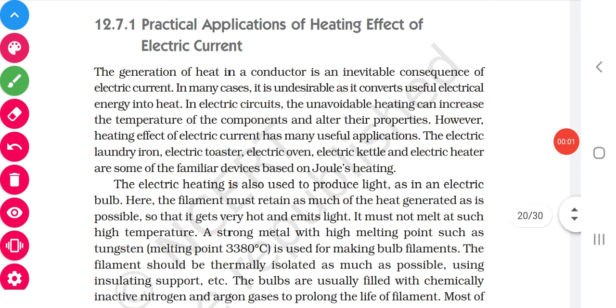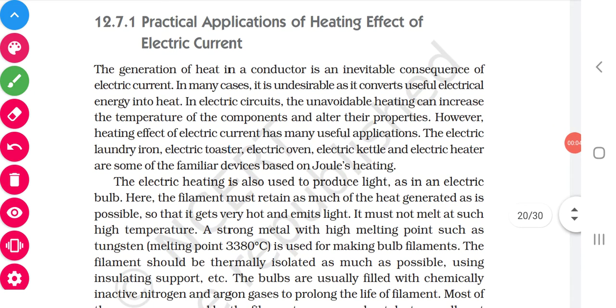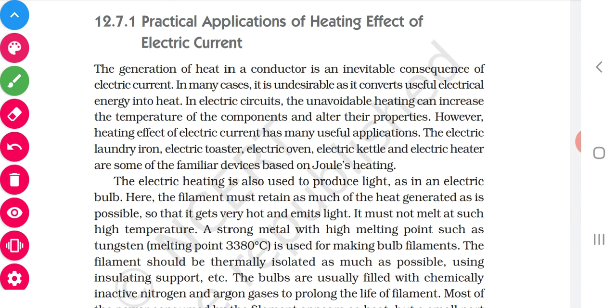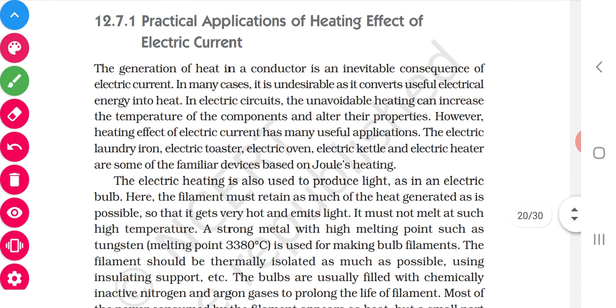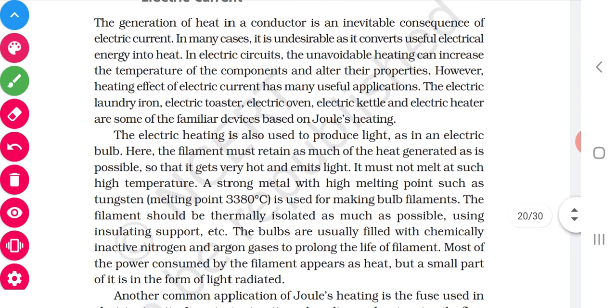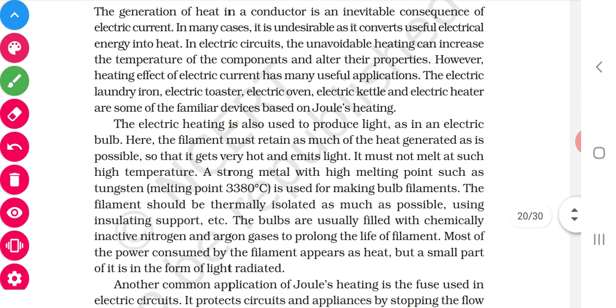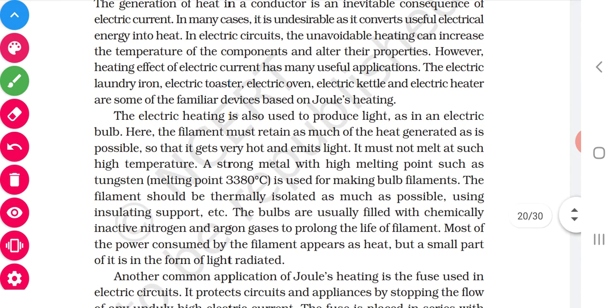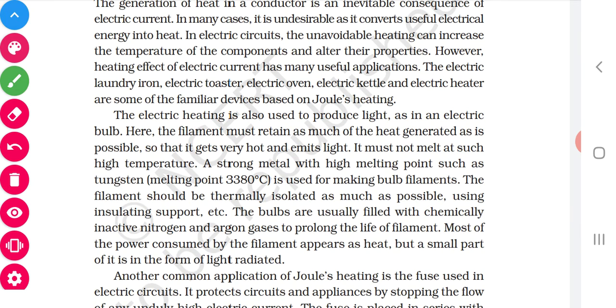Dear children, now we are going to see the practical applications of the heating effect of electric current. In this we are going to see the uses of the electric bulb and the electric fuse. Similarly, the electric laundry iron, electric toaster, electric oven, electric kettle, and electric heater are some of the familiar devices that use this Joule heating effect. Now let us see the electric bulb and electric fuse. Listen children, I will tell it as a story. You can take hints. First let us go for the electric bulb.